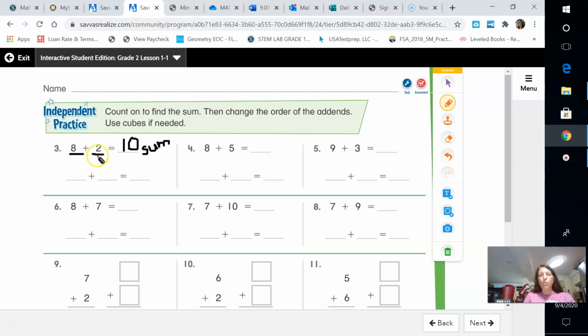So it says change the order of the addends. So this time, instead of putting the 8 first, we're going to put the 2 first, and we're going to put the 8. Now, what's the sum going to be? 8 plus 2 and 2 plus 8 equal the same sum. So the sum will still be 10. And you can prove that to yourself if you want to put 2 in here. 2, 3, 4, 5, 6, 7, 8, 9, 10. It's my 8 fingers up. 10. So your job is to figure out the sum, then flip-flop the addends and write the sum.